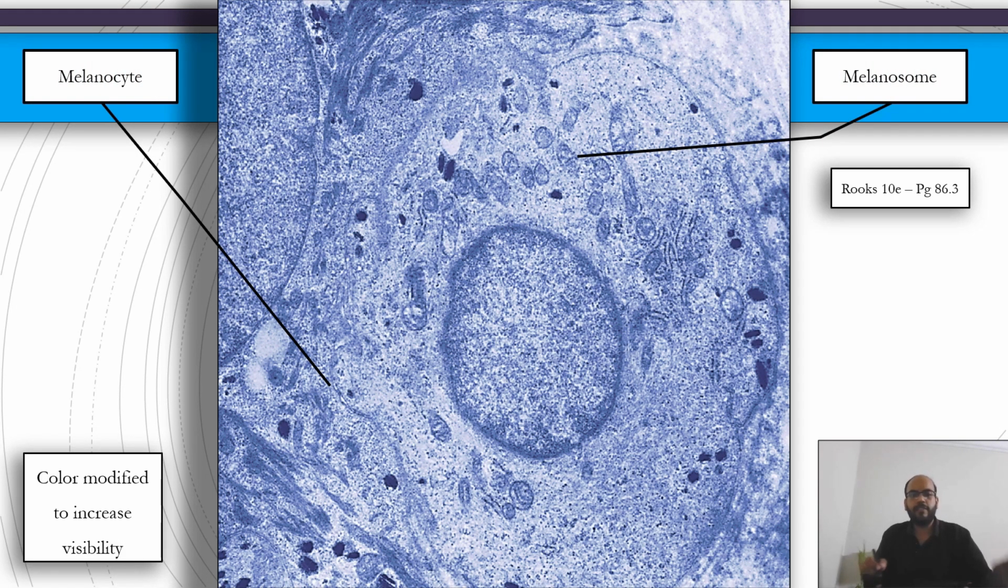Now, this is a picture that I've taken from Rook's 10th edition, page 86.3. I've changed the color so that it is easily visible. You can see a large cell here. This is the cell membrane. So this whole cell is actually a melanocyte. And if you look closely, these circular to oval granules are all melanosomes. So these are melanin-containing organelles. Okay, melanosomes, and we'll learn about melanosomes subsequently.